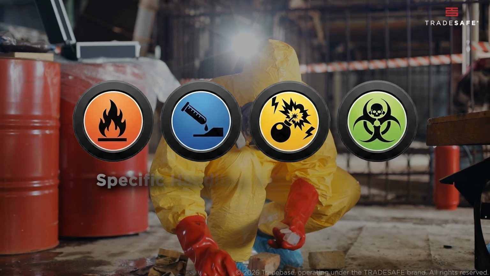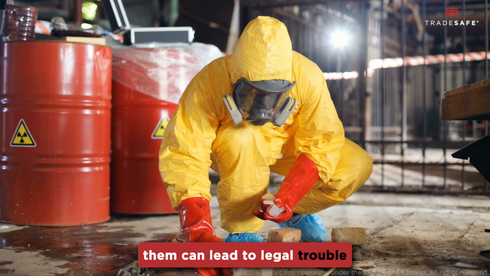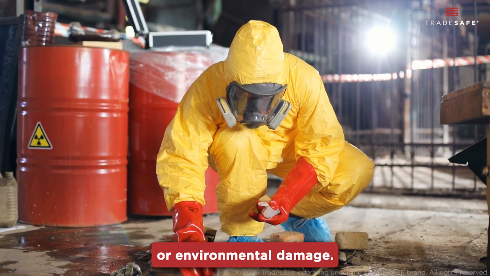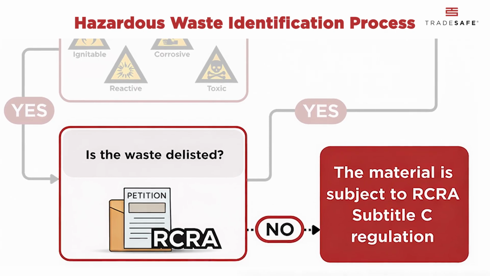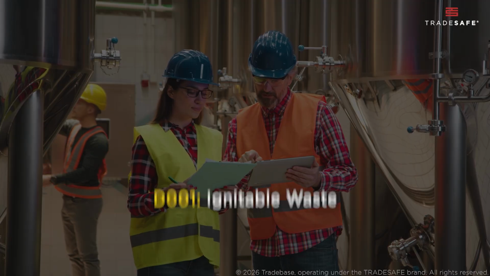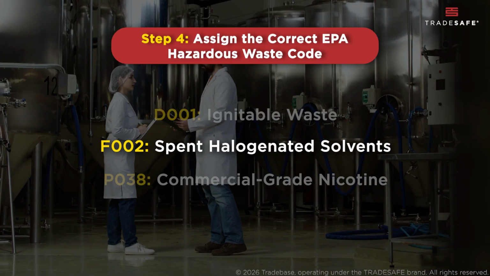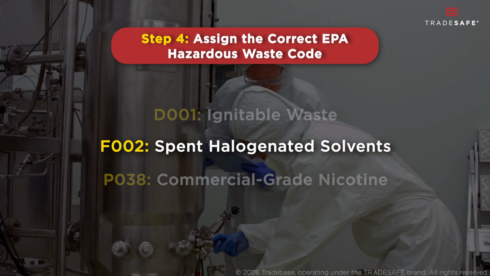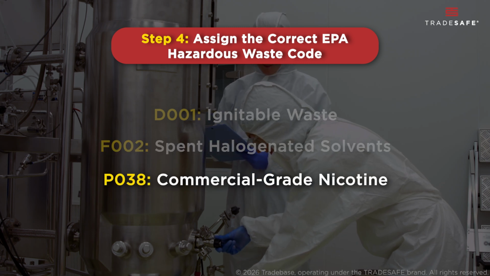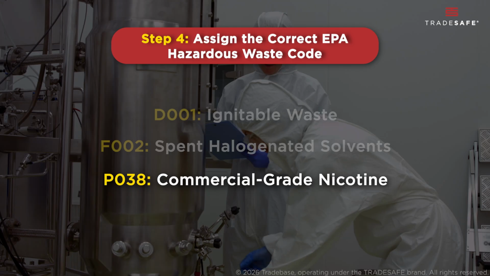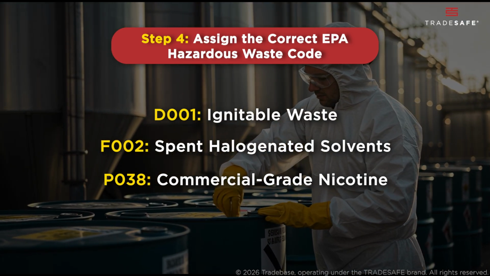Each of these categories has specific handling and disposal rules, and misclassifying them can lead to legal trouble or environmental damage. Once the waste has been identified, the final step is assigning the correct EPA Hazardous Waste Code. For example, D001 is used for ignitable waste, F002 applies to spent halogenated solvents, and P038 is assigned to commercial-grade nicotine. It's important that the waste is accurately coded because it ensures proper handling, treatment, and documentation.